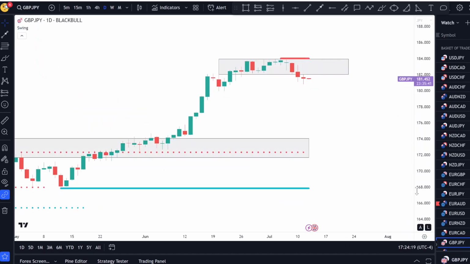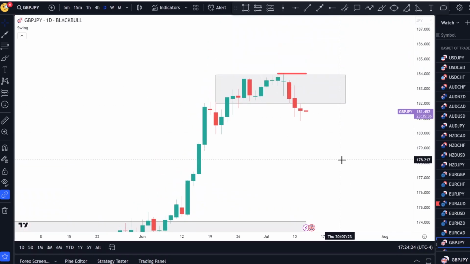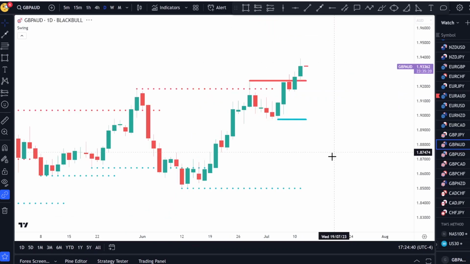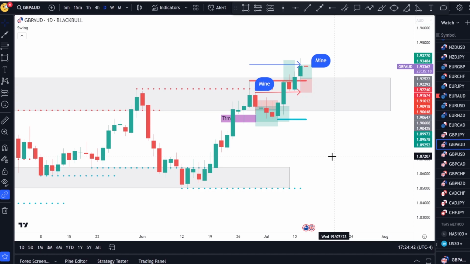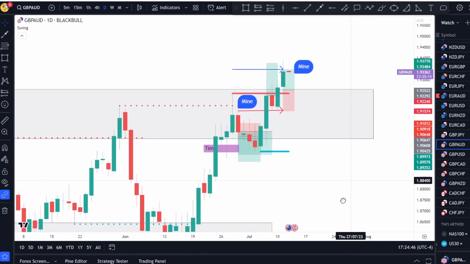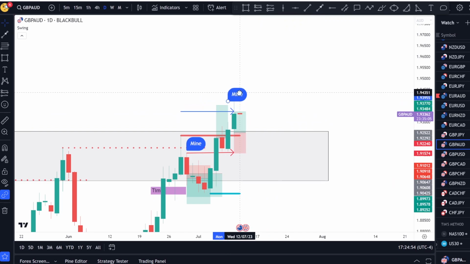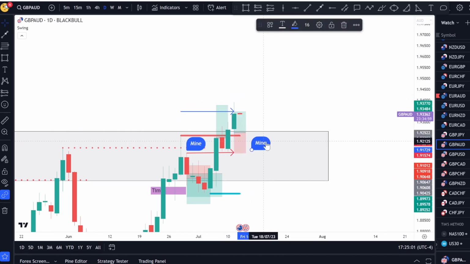Pound JPY, not really moving. It's just going in a consolidation move from there. Now it looks like it's moving down here. Pound AUD, we hit TP for that, and I'll put that label over here, and then we're gonna maybe enter another one. Looks like it's going up.